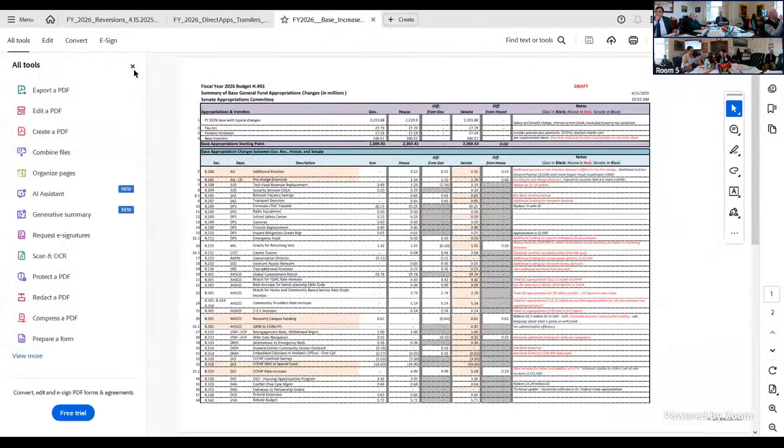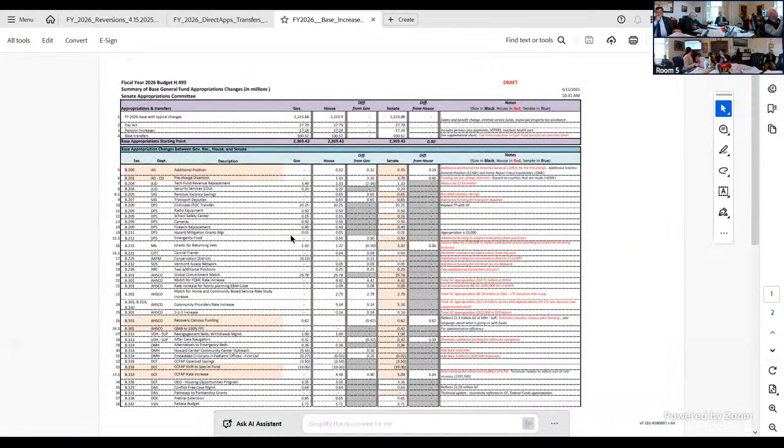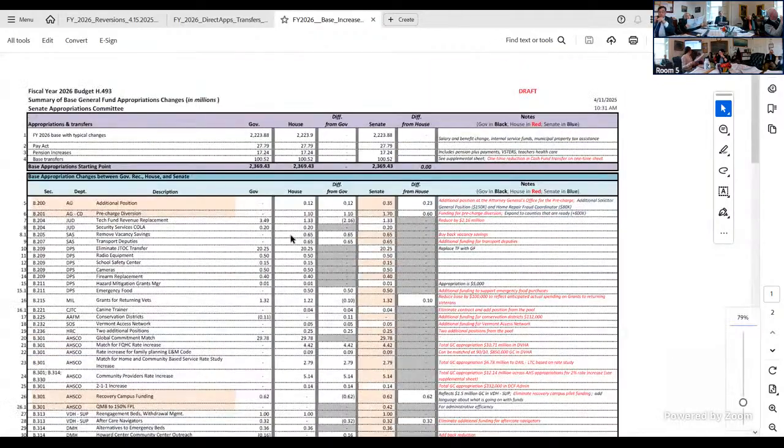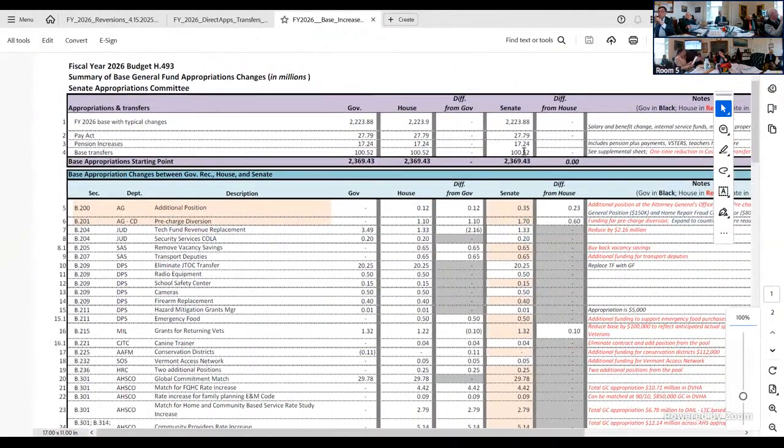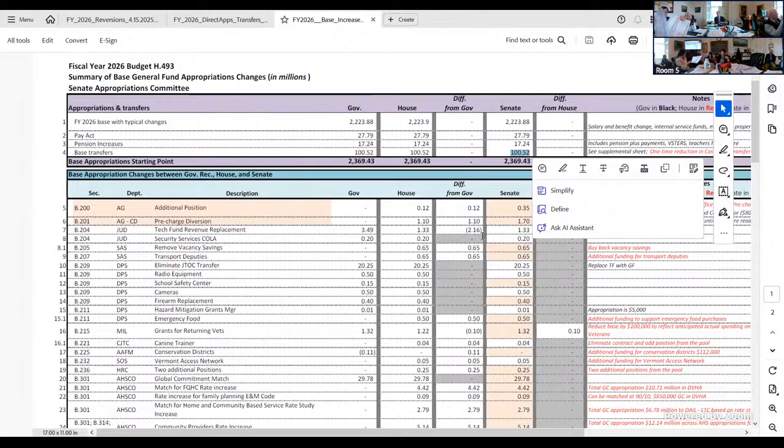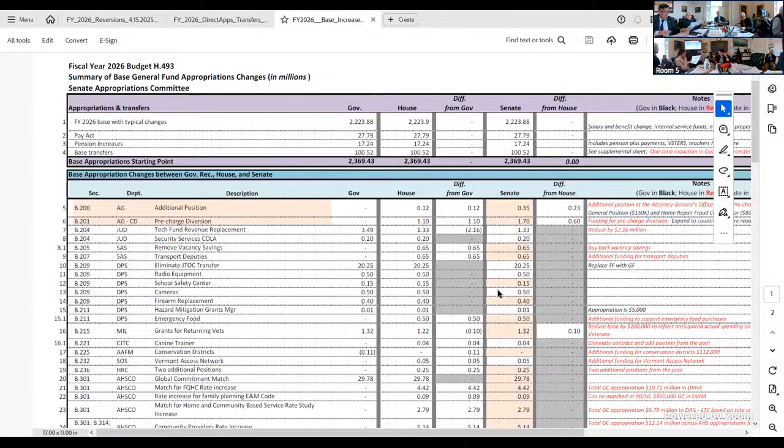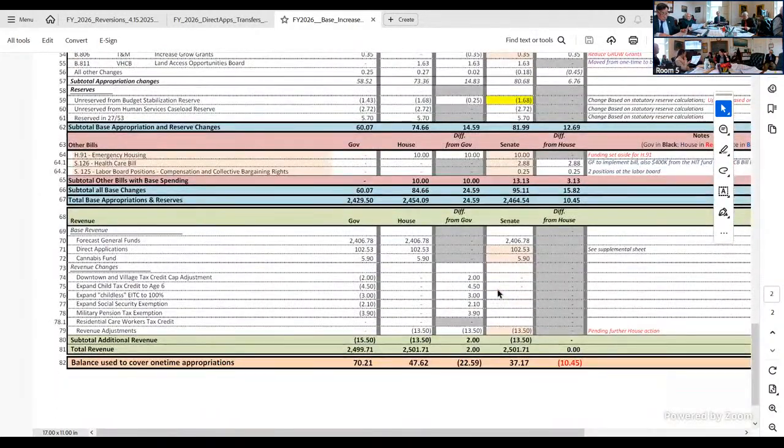I'm gonna bring up the one Friday. I hope they're the same. So right here at the very top of the base transfer one, you'll see the 105.2. It's at the top of the sheet for base transfers. And these ones are base because they're reoccurring every year. And then on the bottom, on line 71, is where you see the direct applications, the 2.5 million. This is the supplemental sheet that it refers to.